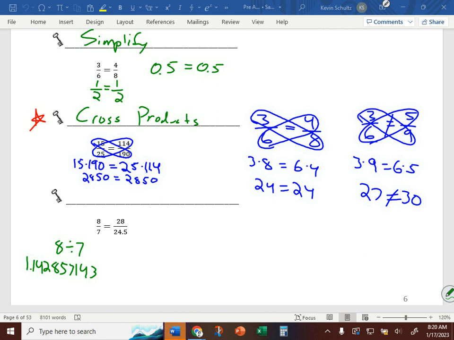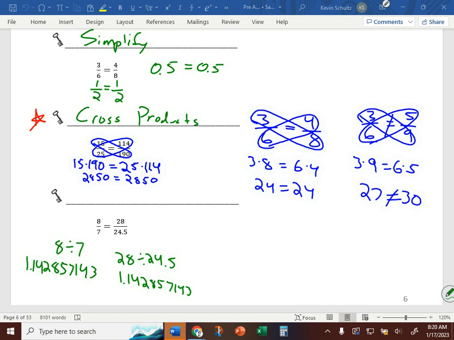Right? Go ahead and now divide 28 by 24.5. And I'm willing to bet you're going to see the same kind of nasty decimal that you saw for 8 divided by 7, right? 1.142857143. Because those decimals are the same, they are proportional. If you were to multiply 8 by 24.5, going back to cross products there, it'd be 196. 7 times 28 is also 196. Cross products would work also.